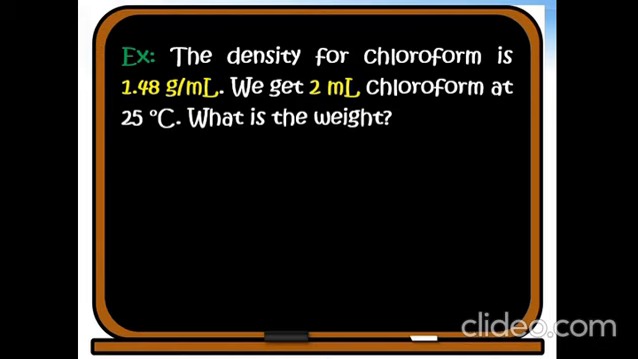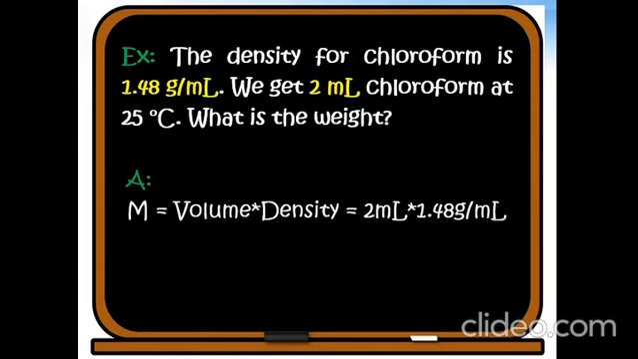Another question. The density for chloroform is 1.48 gram per ml. We get 2 ml chloroform at 25 Celsius. What is the weight? The mass is the volume times density. From this question, the volume is 2 ml and the density is 1.48 gram per ml. We just multiply the two together and we get the weight is 2.96 grams.